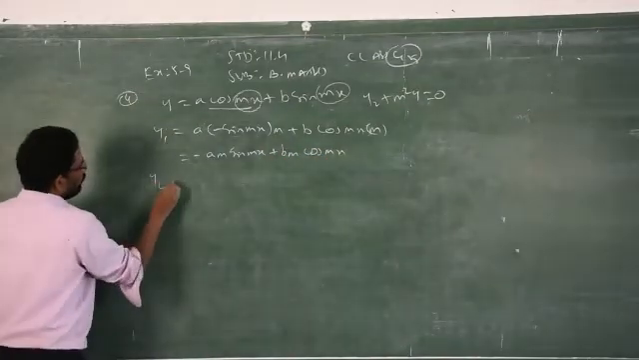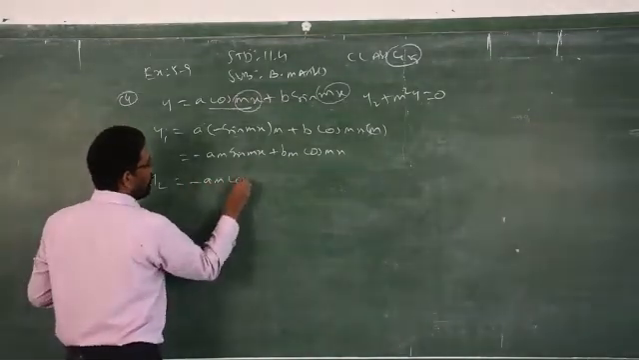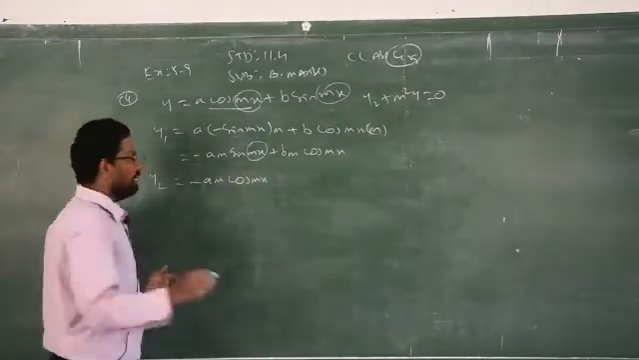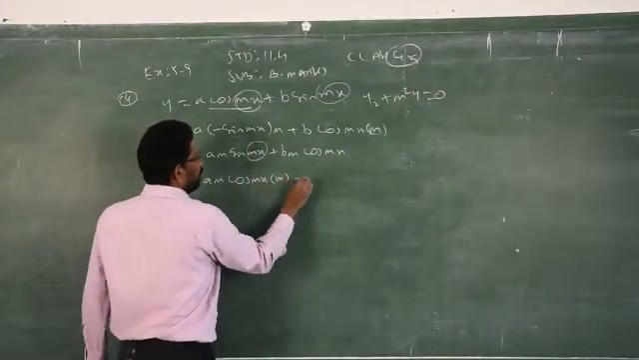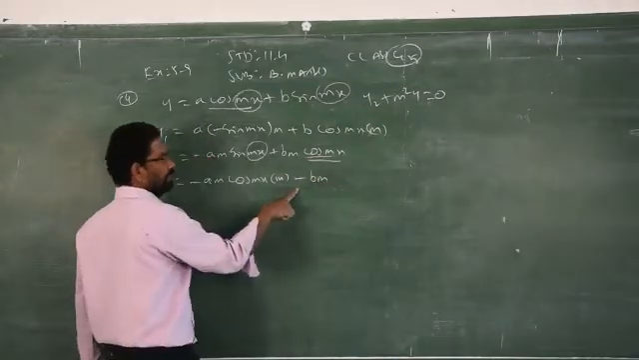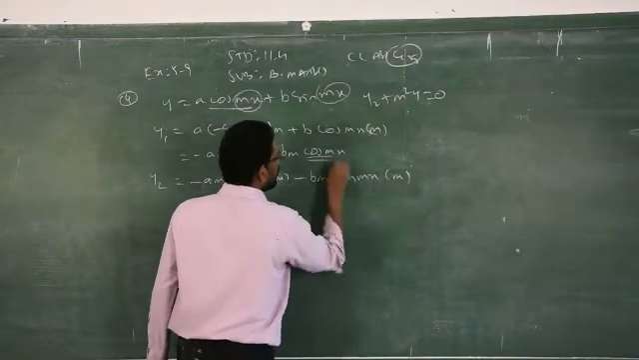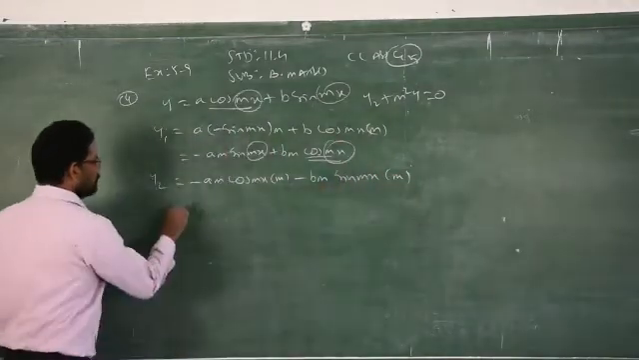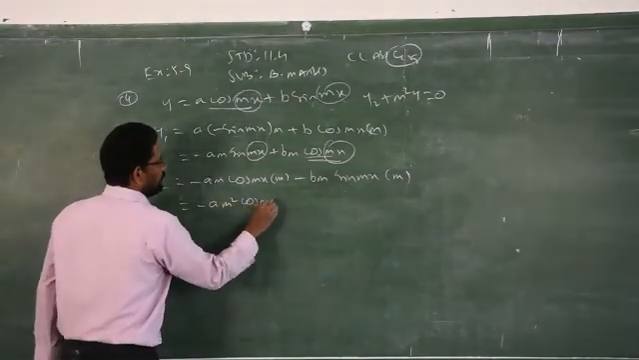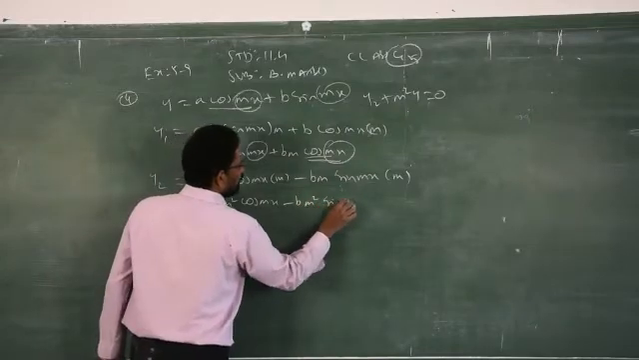Again you have to find out y2. Minus am sin mx is cos mx, again differentiation of mx is m. Minus bm cos mx is minus, so I am writing minus over here, sin mx into the differentiation of mx is m. So minus am square cos mx minus bm square sin mx.